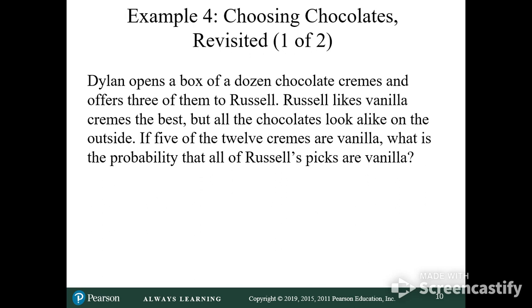Okay, so first of all, he's going to pick out 3 chocolates, right? Does he replace them after he takes them out? No. So the first chance that he has, because 5 out of the 12 creams are vanilla, the first pick, what's the chances of him getting a vanilla? 5 out of 12. On his second pick, what's the chances of him getting a vanilla? 4 out of 11, because there's only 11 left, and there's only that many vanillas left if he gets the first one. Perfect.